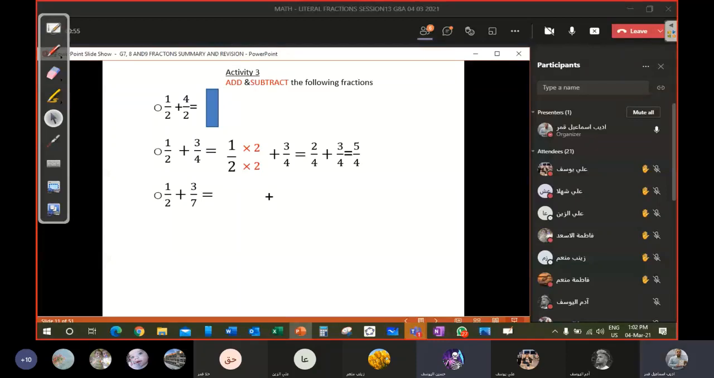Very good, Hussein. Then we get 1/2, we multiply the numerator and the denominator by 7, plus 3/7, we multiply the numerator and the denominator by 2. We get 7/14 plus 6/14, which is 13/14. We add the numerators. Bravo Hussein.